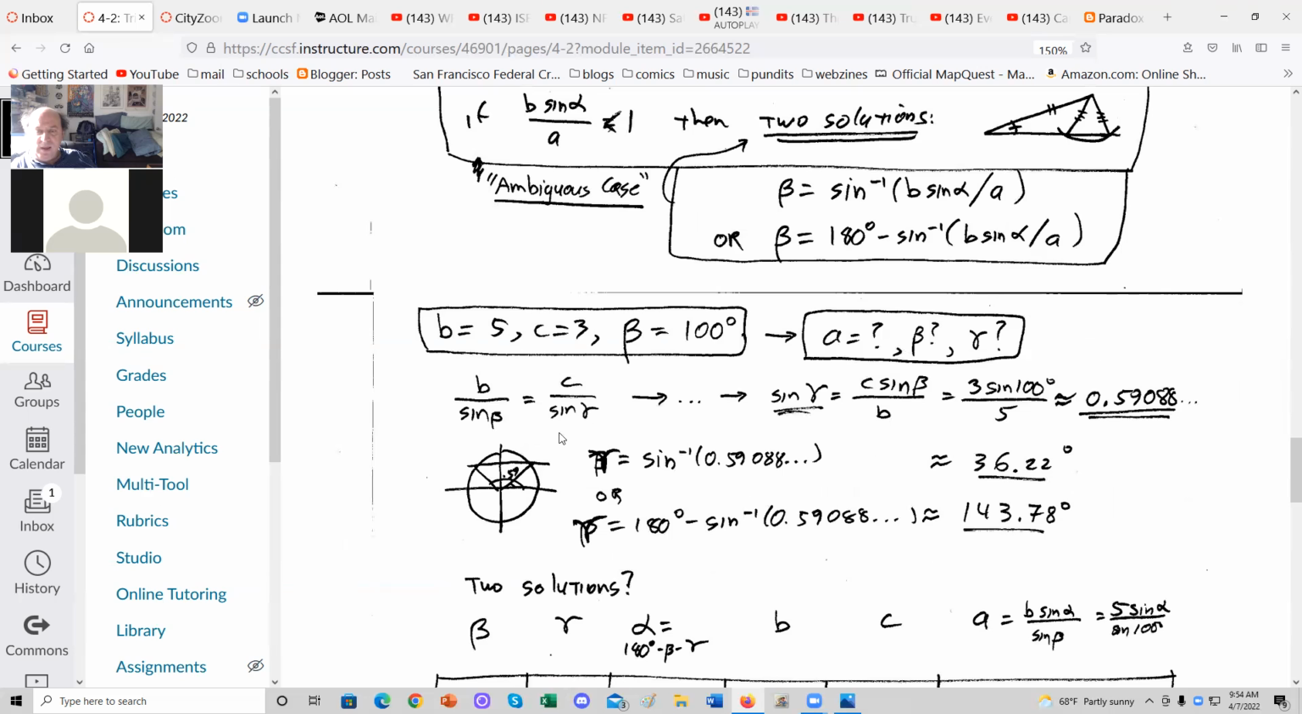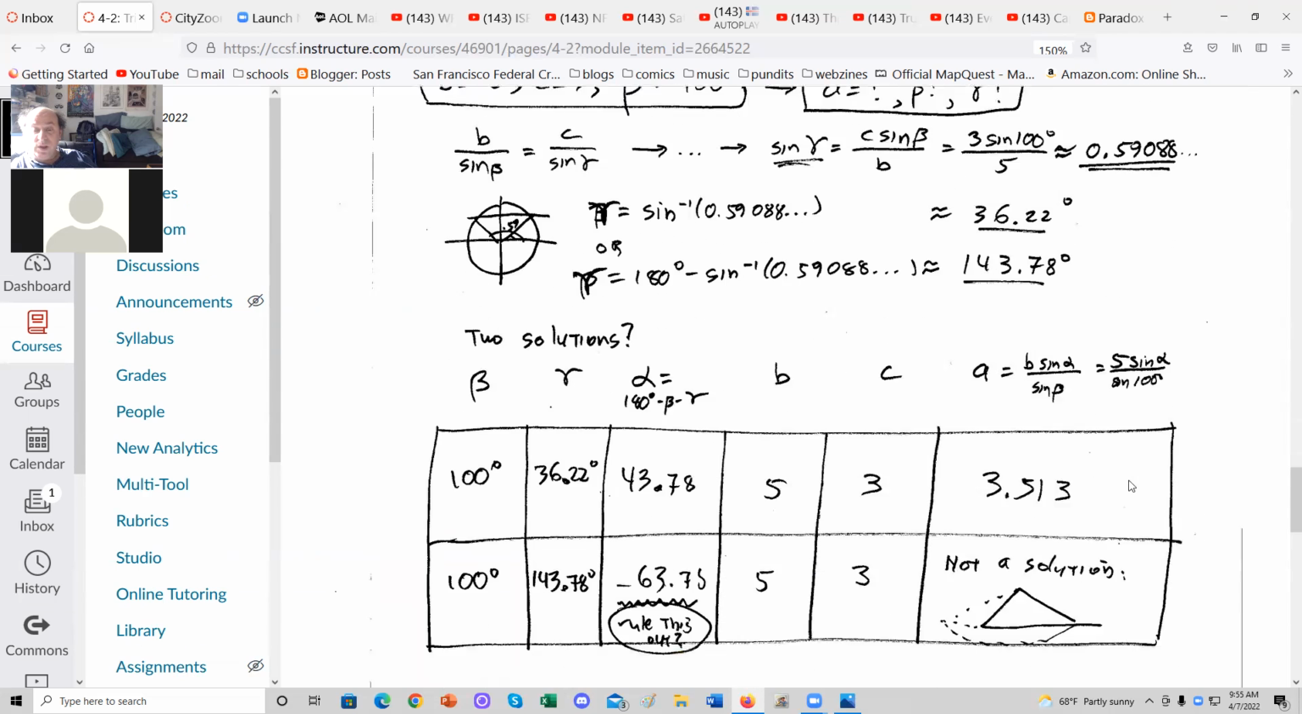Now let's try and find them. Draw a unit circle, go up a distance 0.59. There are 2 angles that give that sine, this angle here and this angle here. This angle here is arc sine 0.59088. This obtuse angle here is 180 degrees minus arc sine 0.59088. First case, gamma is about 36.22 degrees. The second case, gamma is about 143.78 degrees. All right, so 2 solutions.